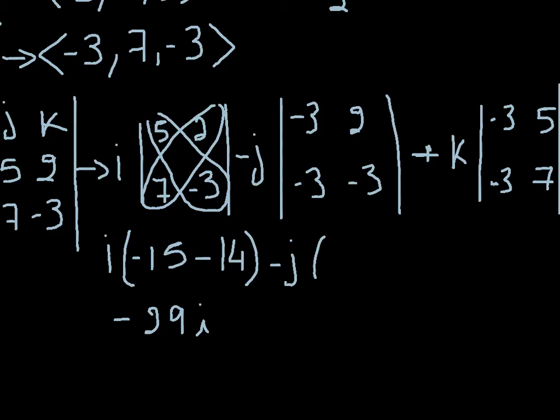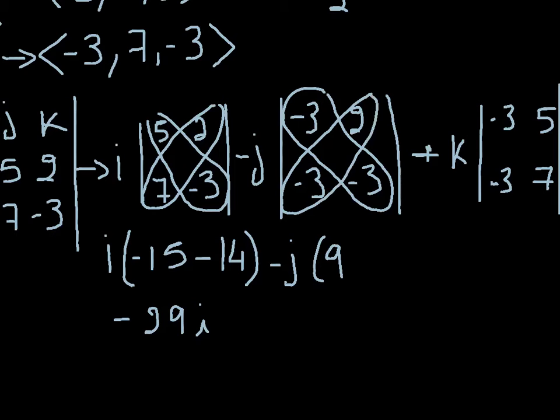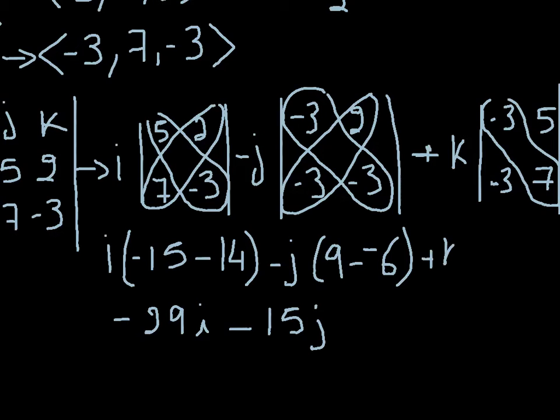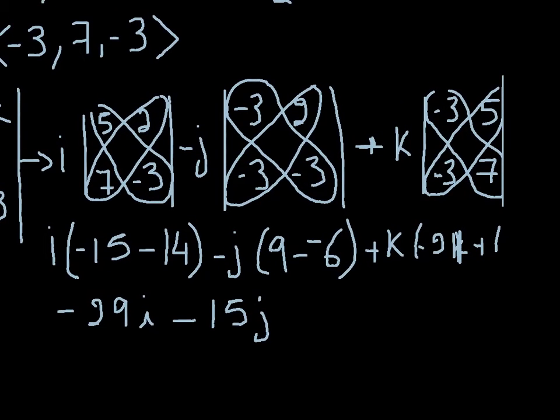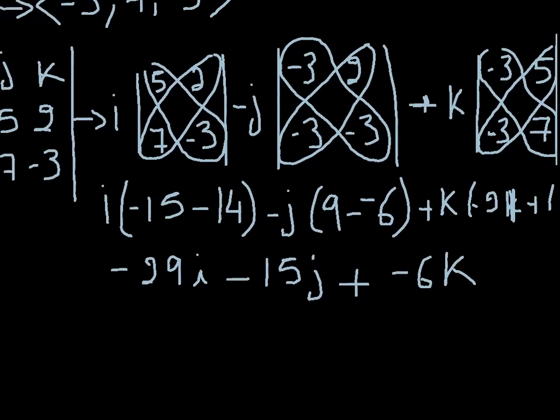Negative j, we multiply this way, you get 9. Multiply this way, we get negative 6. Minus negative 6 gives you positive 15. So this gives you negative 15j. Last, we multiply those two and get negative 21. And when we multiply this, we get negative 15, minus negative 15 is plus 15. Negative 21 plus 15 gives you negative 6k. So now we found the cross product.